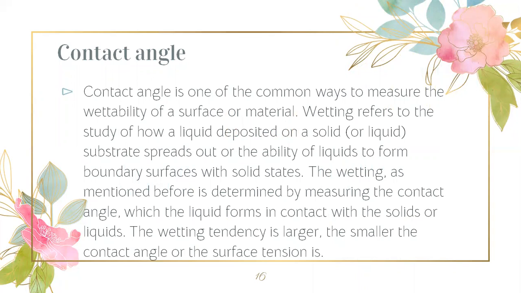The first property of liquids is contact angle. Contact angle is one of the common ways to measure the wettability of a surface or material. Wetting refers to the study of how liquids deposit on a solid or liquid substrate and spread out, or the ability of liquids to form a boundary surface with solid states. The wetting, as mentioned before, is determined by measuring the contact angle which the liquid forms in contact with the solids or liquids. The wetting tendency is larger the smaller the contact angle or the surface tension is.